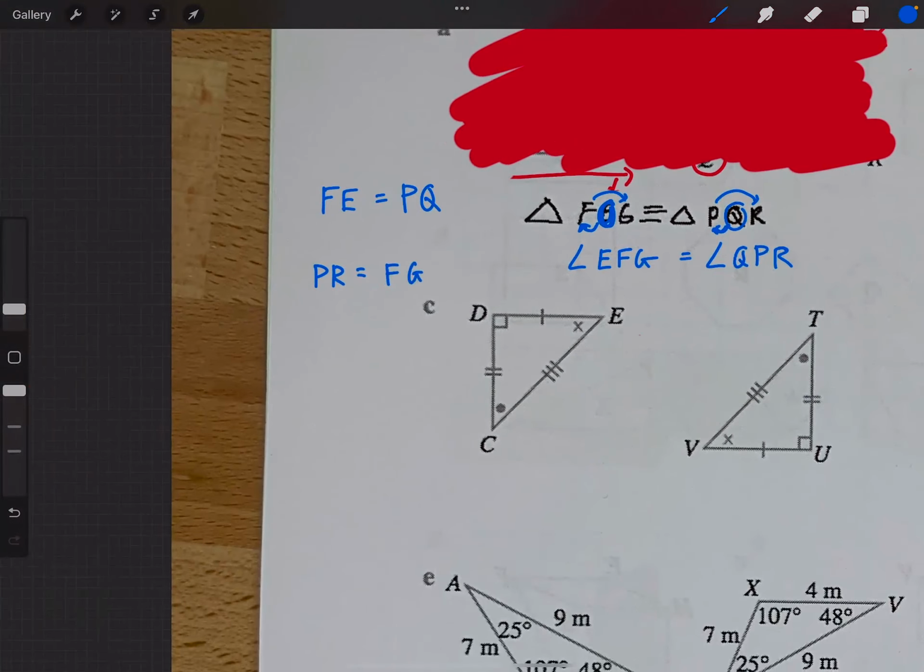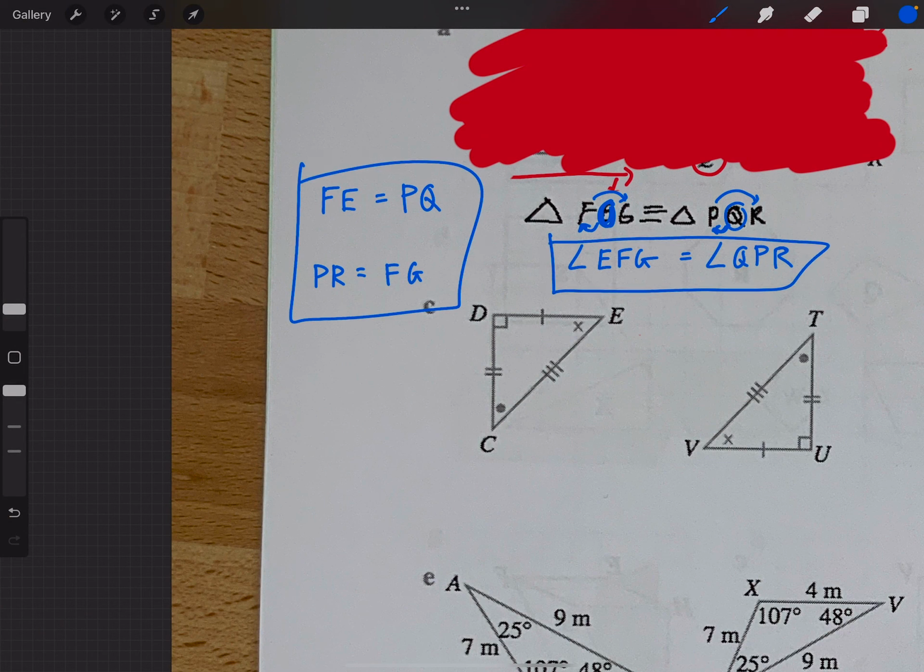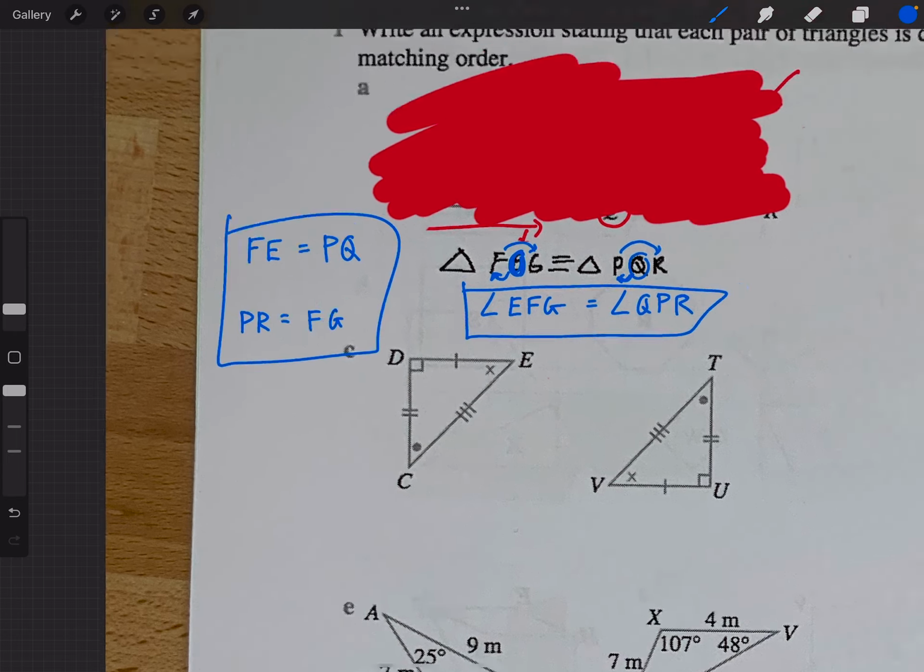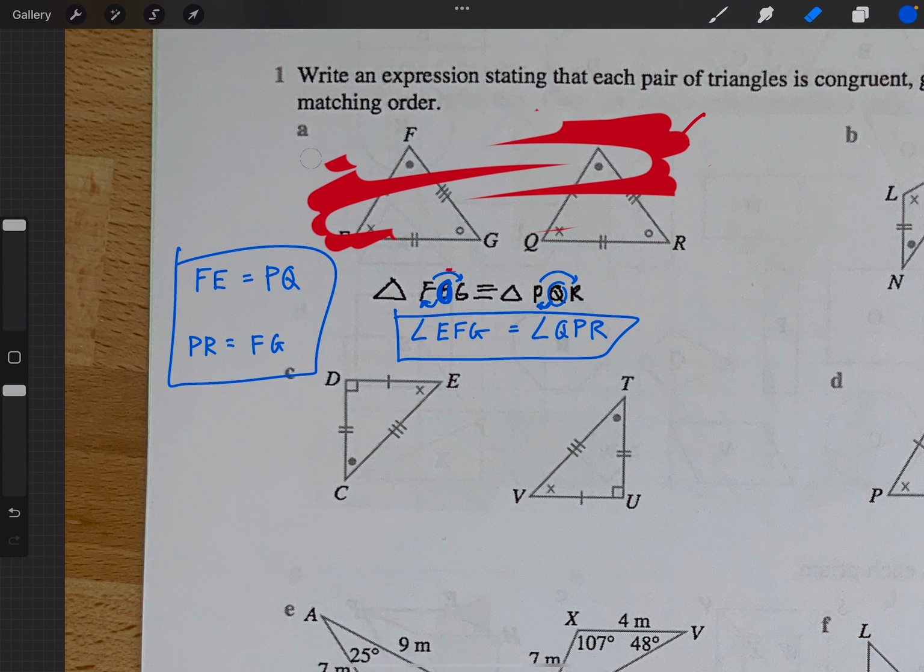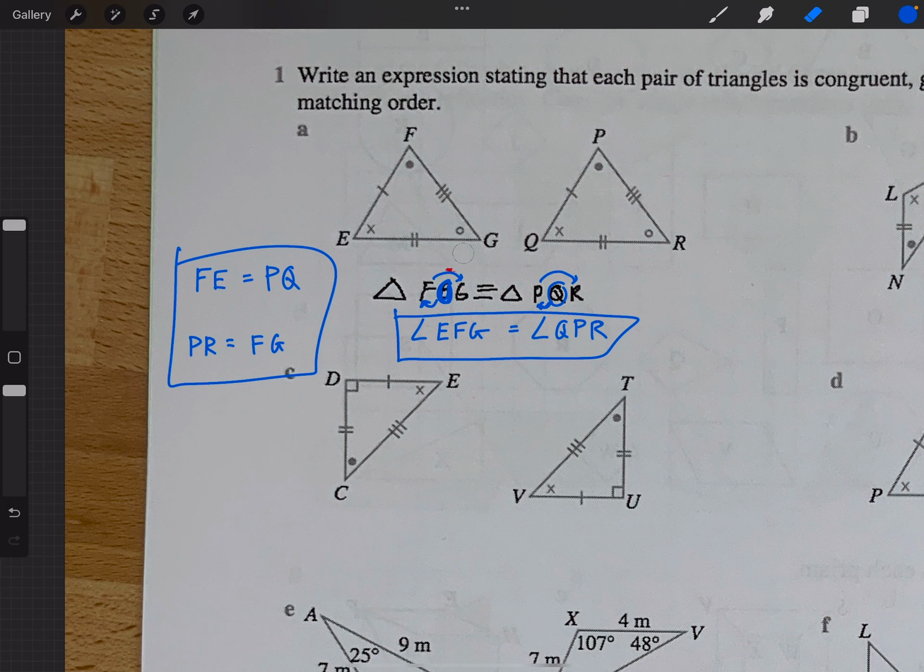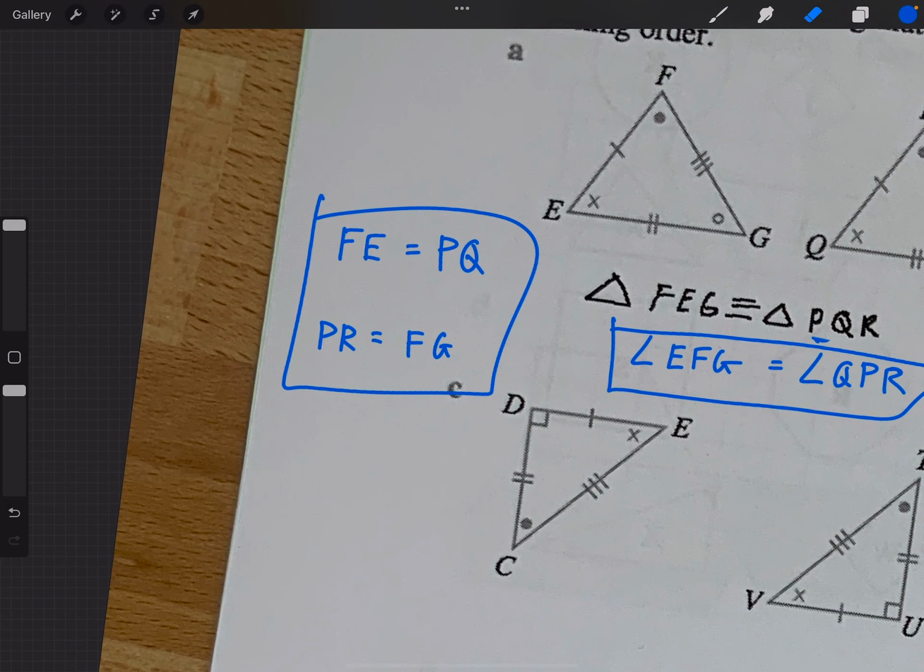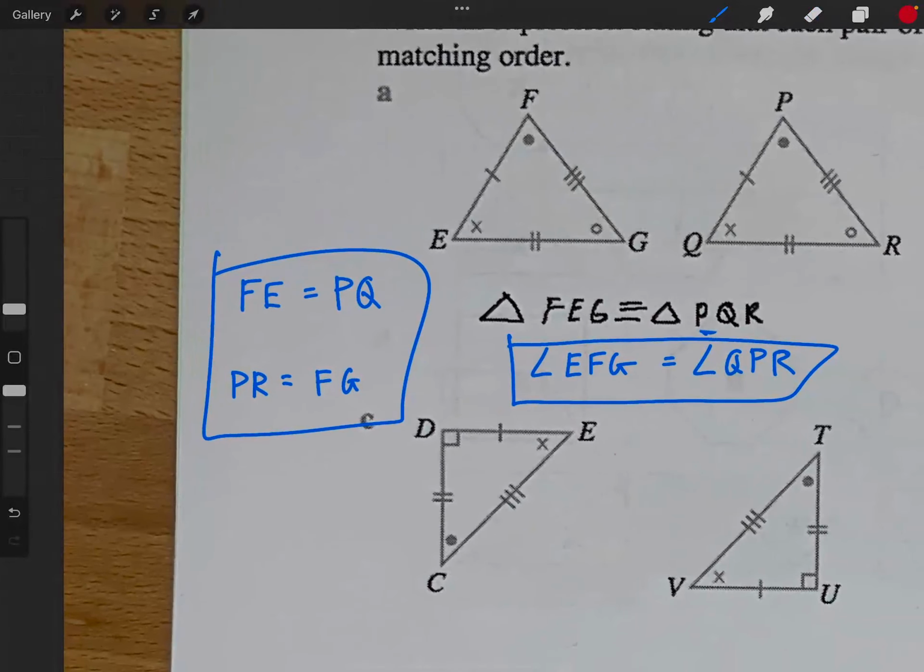Now let's see if what we wrote here is correct. I wrote 3 different things. I showed you that two of the lengths are equal and one pair of angles are equal. Let's see if I'm right. Let's rub all this out. So FE is equal to PQ. FE, which is the one with the 1 dash, is equal to PQ, also 1 dash. See?